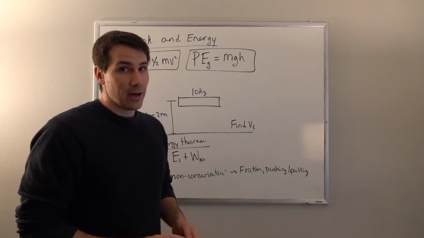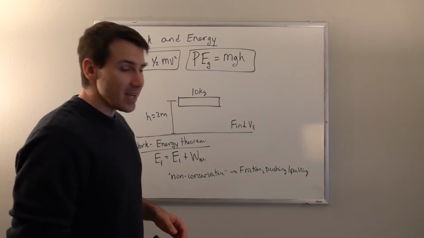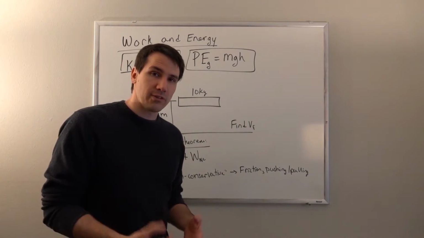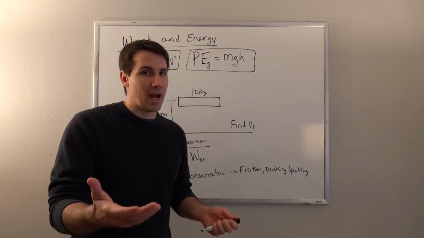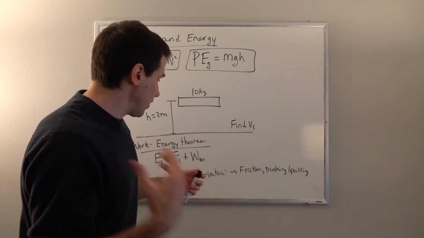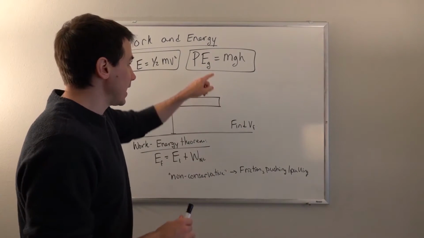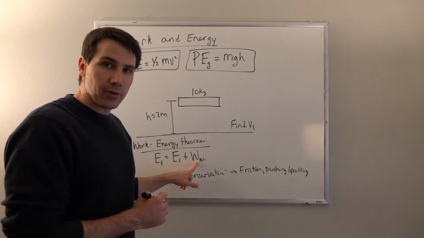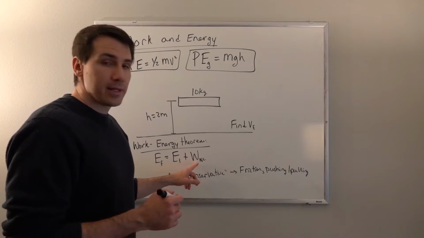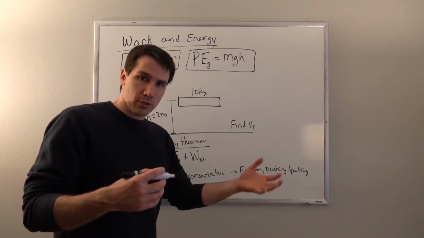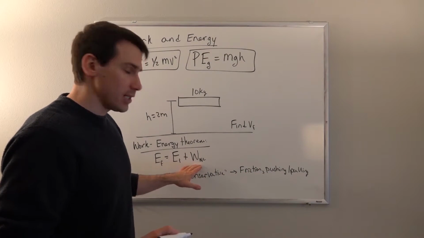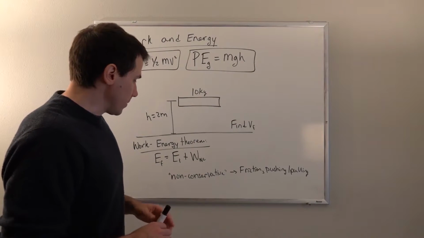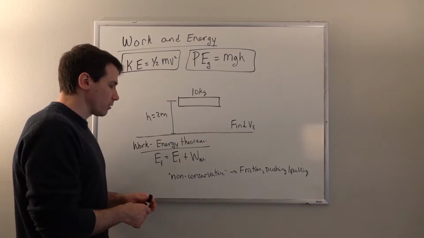The things that are not non-conservative, i.e. the things that are conservative forces in our case are going to be gravity. So if it's gravity, then it counts as a potential energy and not a work in our equation. Otherwise, if it's friction or you pushing or pulling on an object, we have to count it here. Okay, so that's what non-conservative work means.